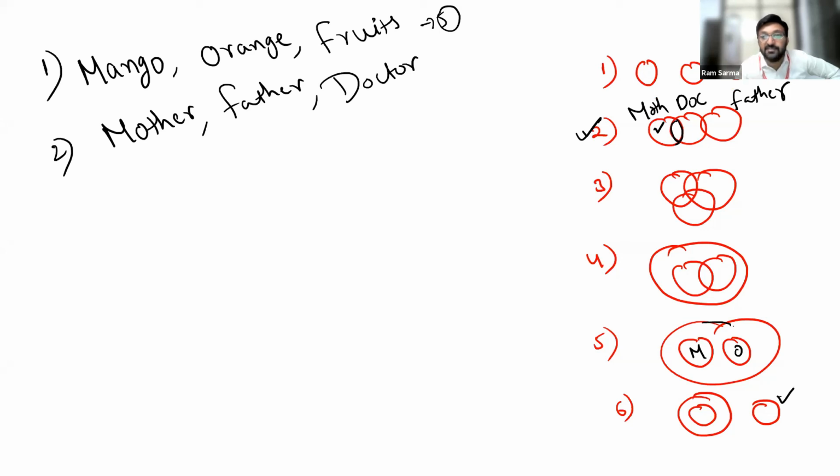People who are mothers as well as doctors. And this is the area which represents people who are doctors, but not mothers and not fathers. Clear? People who are doctors, and these doctors are not mothers, these doctors are not fathers. And this is the area which represents people who are doctors and fathers. And this is the area which represents people who are fathers, but not doctors. Good. Now my third question.